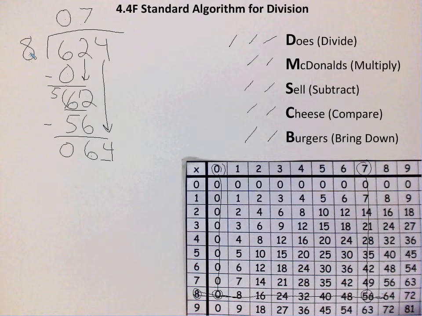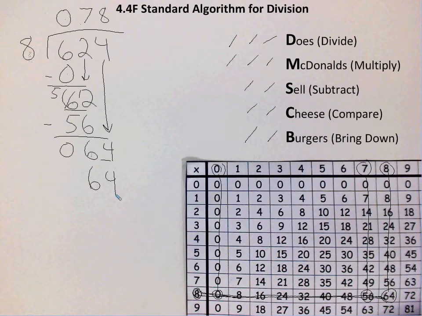I go to my multiplication chart. I follow it over. I'm looking for 64. And I find 64 this time exactly, and that's 8. So 8 goes into 64 8 times. My next step is to multiply. I'm going to multiply the answer from my last step, which is 8, by the divisor, which is 8. And 8 times 8 is 64.